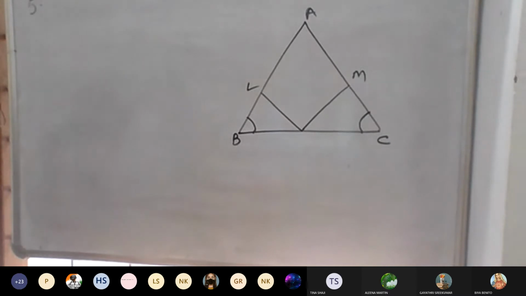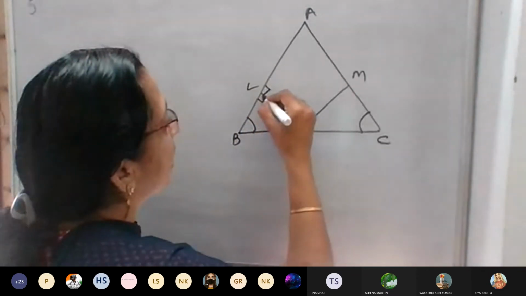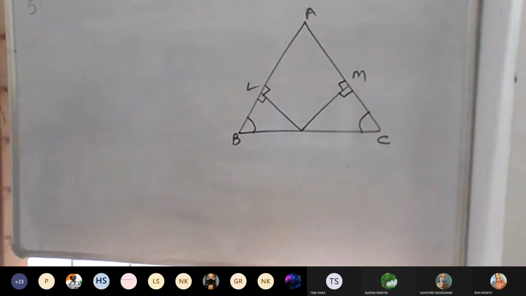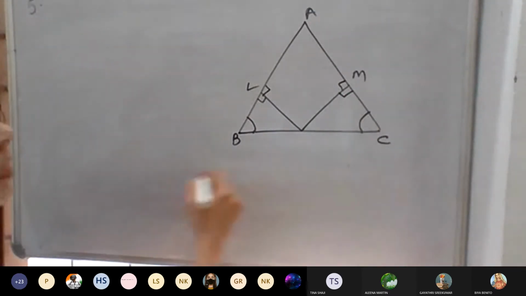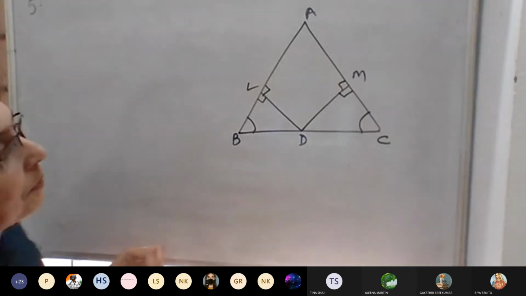So how can we? Perpendiculars are given, so this angle will be 90 degrees. Perpendiculars from D, the midpoint of BC. Usually we write L, M, then A, B, C, D, E, F.